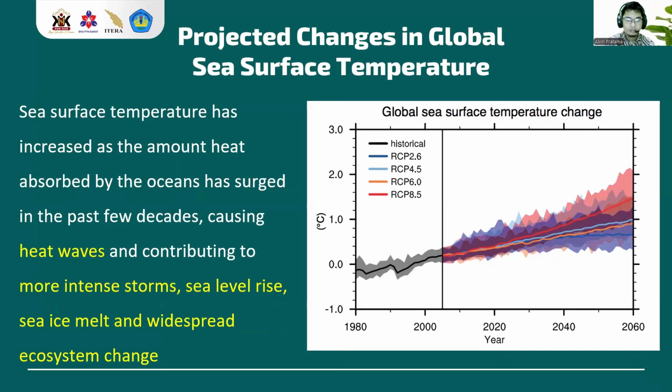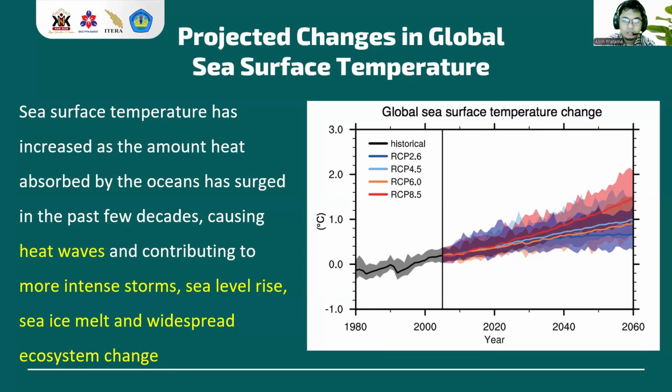Okay, first, let's take a look at the projected change in global sea surface temperature, one of the impacts of climate change. As we know, over the past few decades, the ocean has been absorbing more heat due to global warming. This has led to a steady increase in sea surface temperature, which we can clearly see in the graph. The black line shows the historical trend until around 2005. After that, the colored lines represent different climate scenarios called RCP, representative concentration pathways. These range from RCP 2.6, the low emission scenario, until RCP 8.5, which is the high emission pathway.